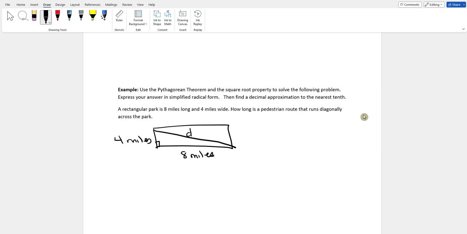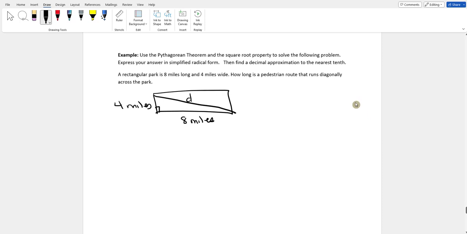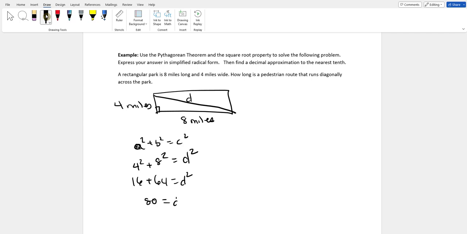So as you can see, this basically is a right angle, and we can go ahead and solve for D. So I'm going to plug everything back into the Pythagorean theorem. A squared would be 4 squared, B squared would be 8 squared, C squared, I'm going to change it to D squared. I get 16 plus, not 32, it should be 64, is equal to D squared. This is 80 is equal to D squared.